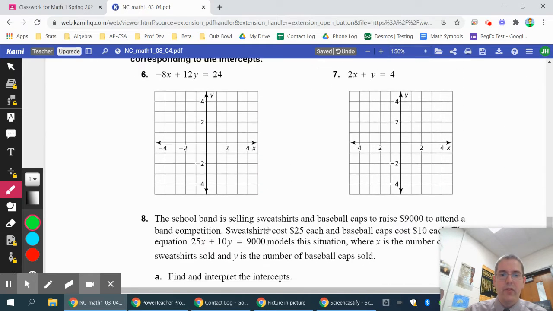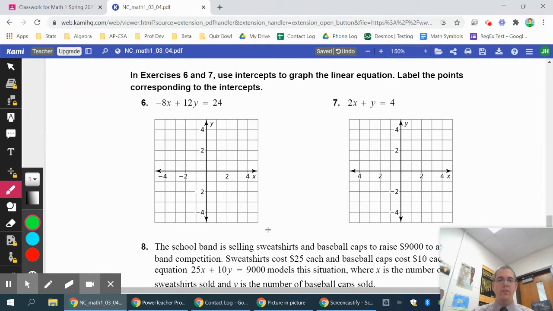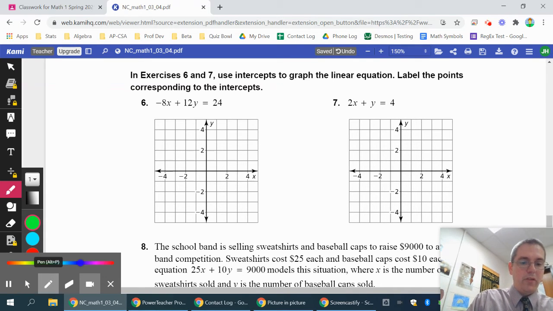We'll go down to number 6. Number 6 wants you to find the intercepts and to graph it. On 3 through 5, you're just finding the intercepts, you don't have to graph. So it'll be like the first part of this problem.